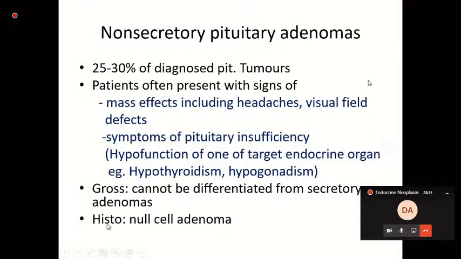Some adenomas we call null cell adenoma. How do we know whether it is growth hormone or ACTH hormone? We stain for the hormone. If positive, that means it secretes something: prolactin, ACTH, or growth hormone, with the corresponding manifestation. In non-functioning adenomas we see null cells, which means they are not stained by any hormone.